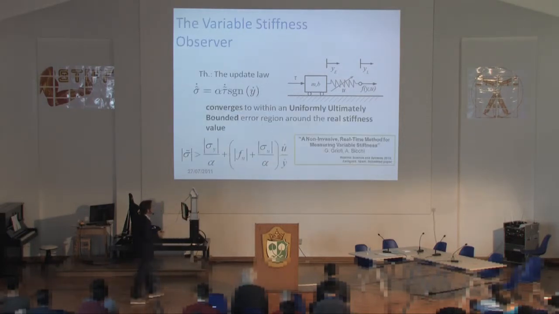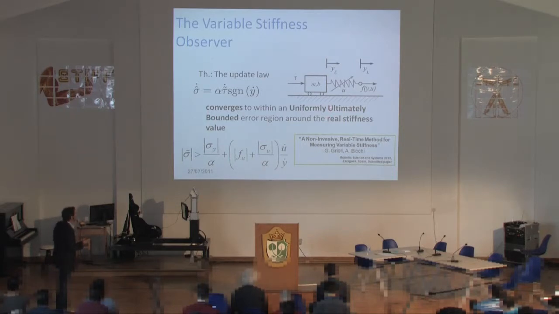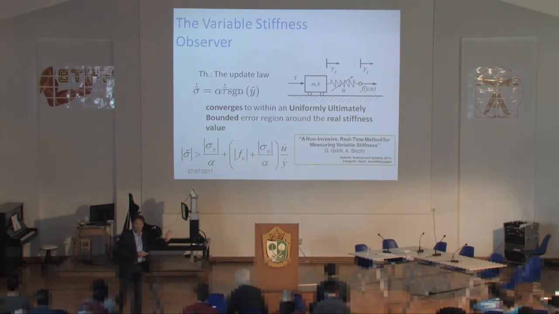And at this point, you have an update law for changing the stiffness with time that will converge to the true stiffness within a small bounded set around the real stiffness value. And we have all kinds of results about convergence and time to converge and dimension of the set to which you are converging.